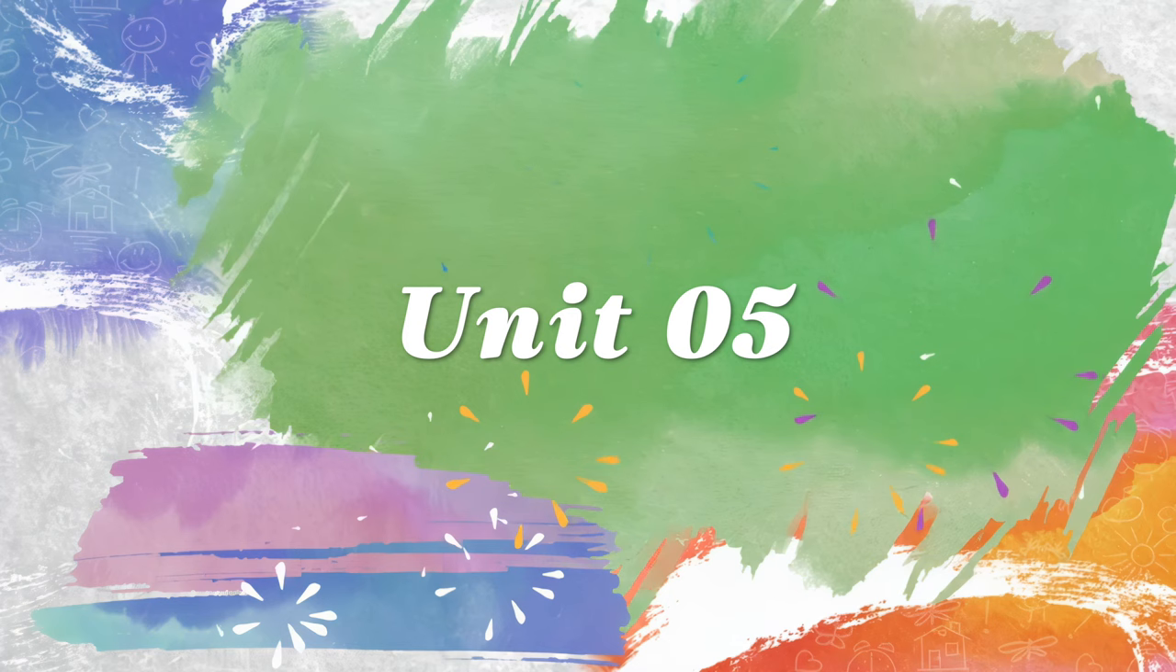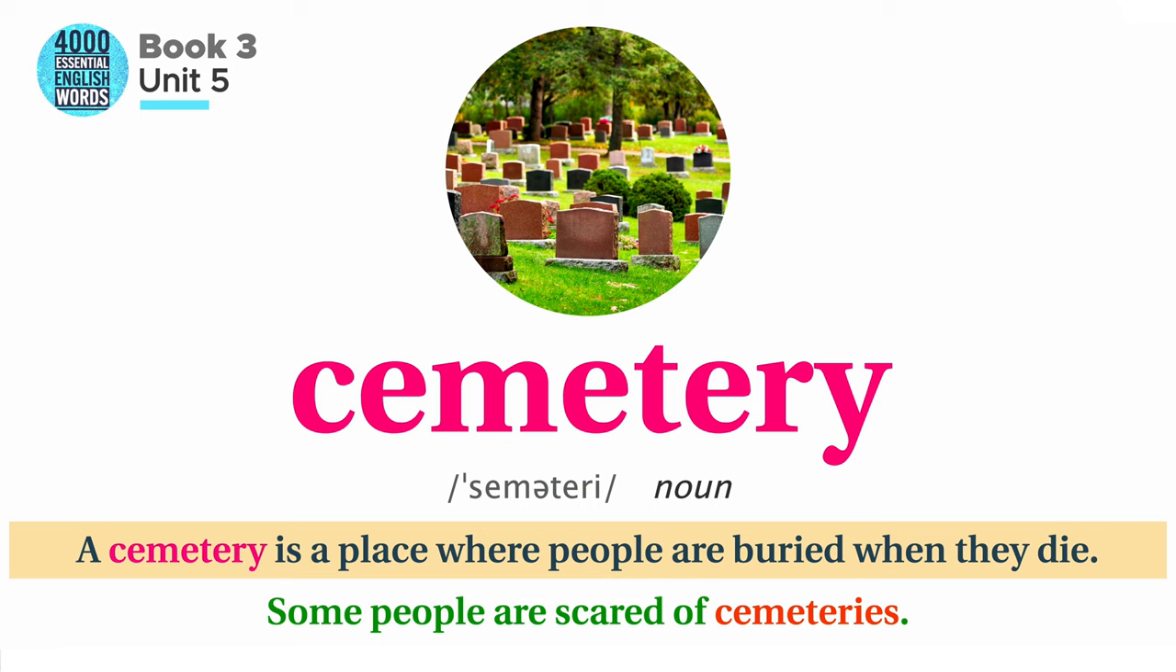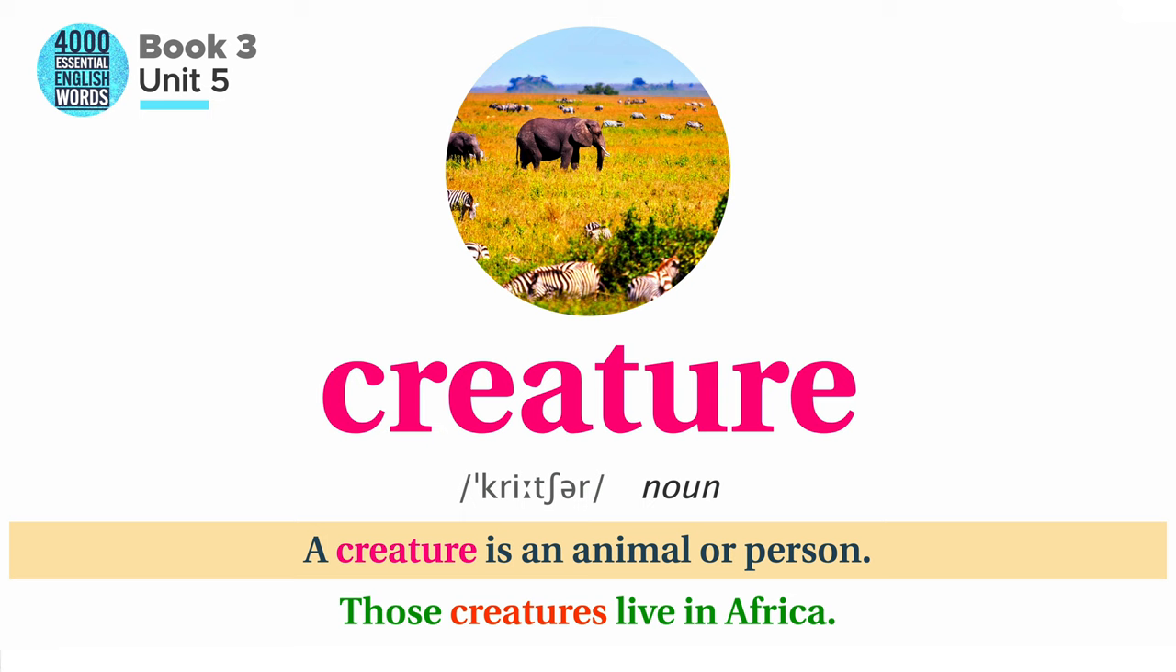Unit 5. Word List. Acquaint. To acquaint is to get to know something or someone. Nancy acquainted herself with a new computer. Cemetery. A cemetery is a place where people are buried when they die. Some people are scared of cemeteries. Creature. A creature is an animal or person. Those creatures live in Africa.